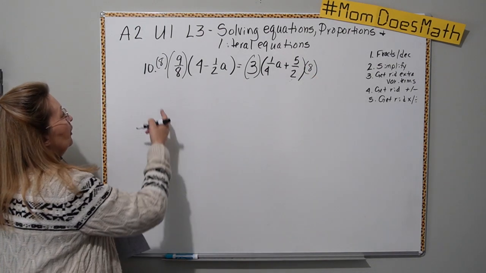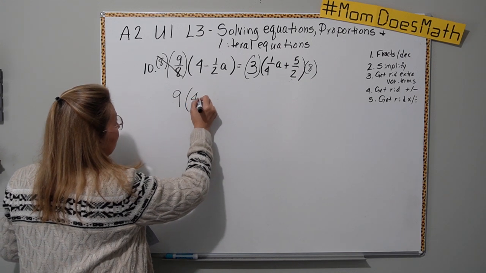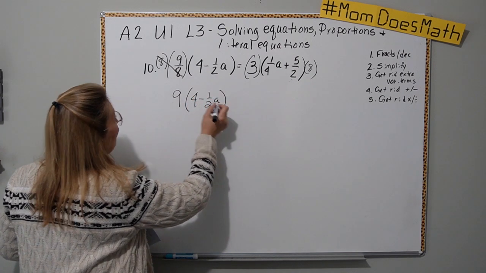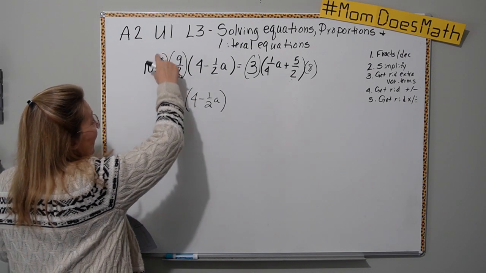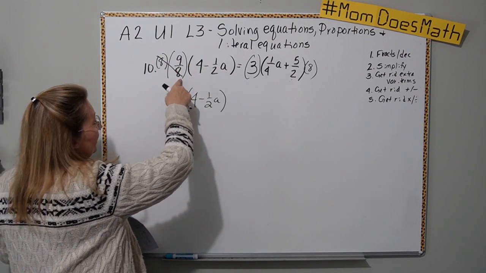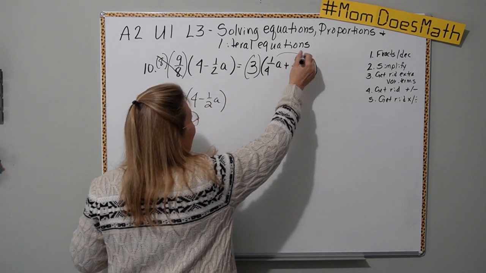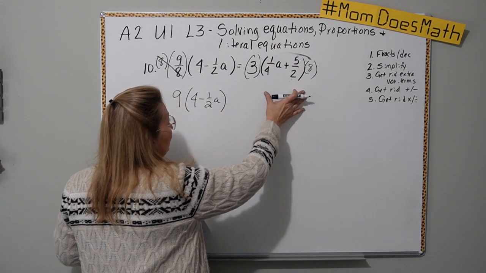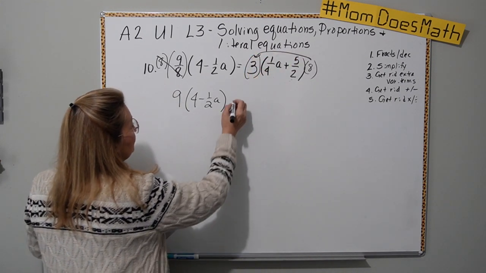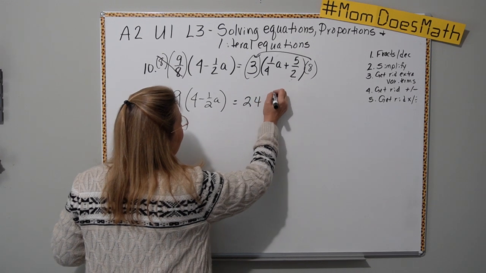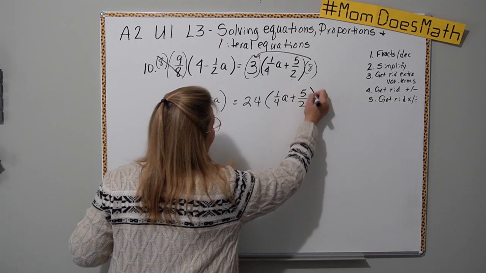Okay? When I multiply here, this is going to give me 9 times 4 minus 1/2 a. Remember, you only multiply this 8 times one of these factors. I could distribute it in here, or I can multiply it times this one. Same thing here. I could take this 8 and multiply it into that one and then do it times 3, or I can multiply the 8 times 3, which is what I'm going to do. So now I have 24 is equal to 1/4 a plus 5/2.